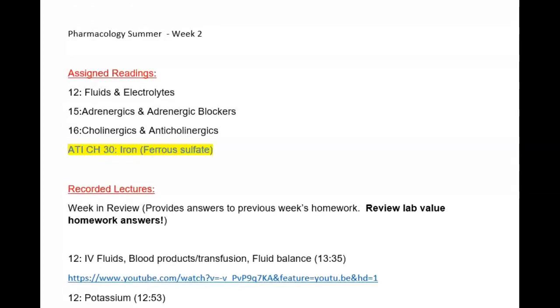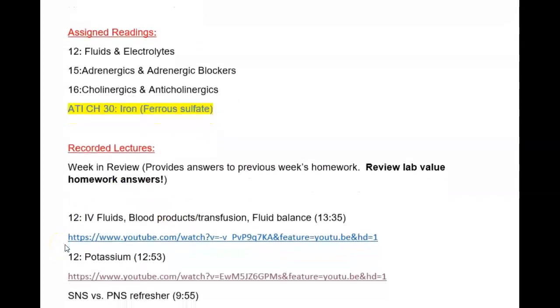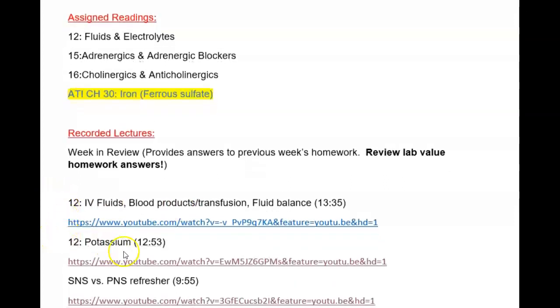So now we're going to take a quick peek at our homework assignment for week 2. So our assigned readings are fluid and electrolytes, chapters 15 and 16, and then on your own, ATI chapter 30, iron is what you need to be reviewing. So in terms of fluids and electrolytes, we're going to be focusing on the different types of fluid, blood products and blood transfusion, and fluid balance and imbalance. And of the electrolytes, potassium is the only one we're covering at this time. So the chapter has calcium and sodium and different electrolytes, but potassium is all we're worried about.